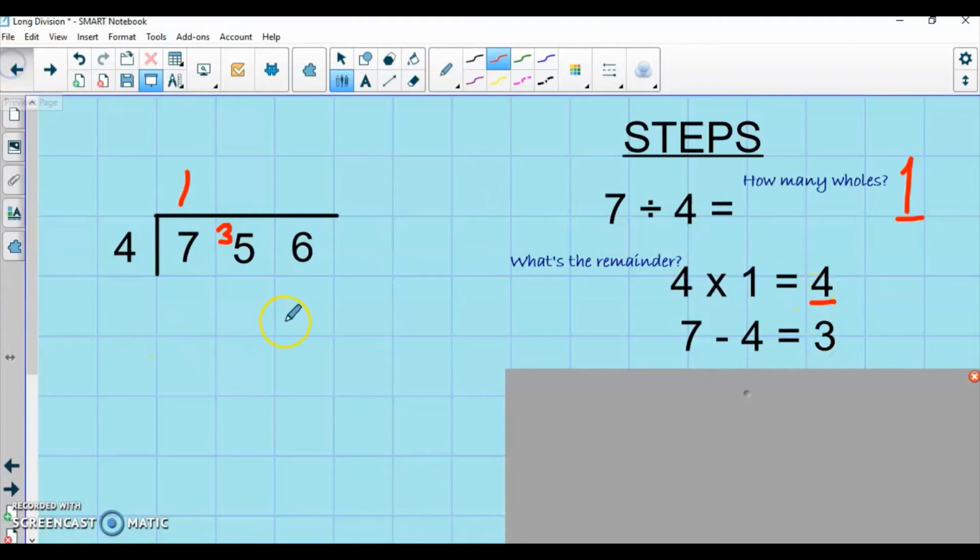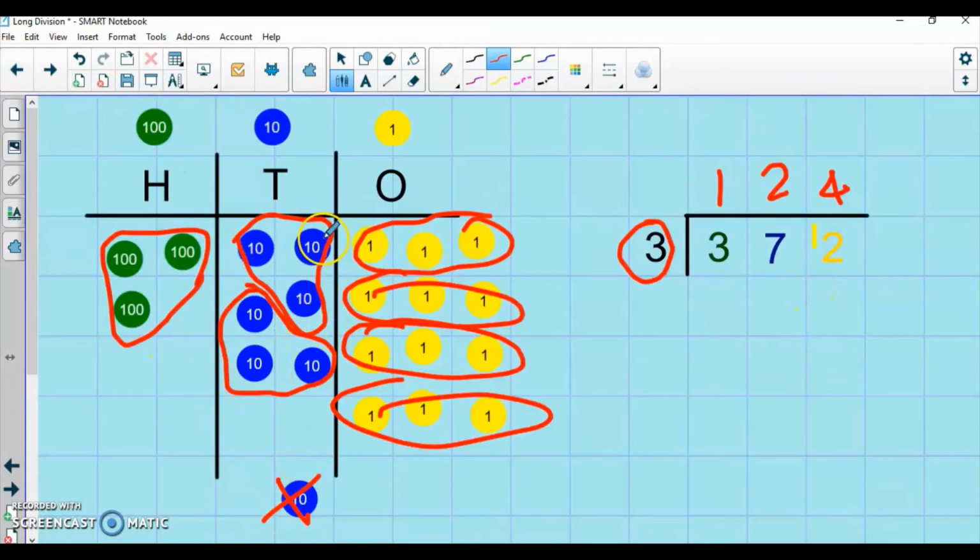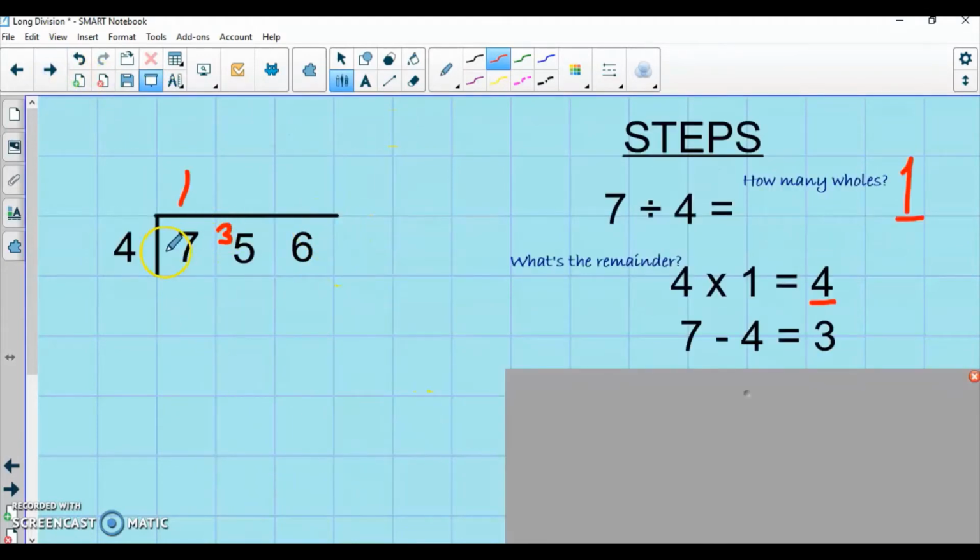Let me just flip back again. If we take a look at these 7 tens, I had 2 whole groups of 3, which is 6 tens altogether. And if I take those 6 tens away from the 7 I had to start with, I'm left with that 1 remaining 10. And that's what we're doing here. I'm saying, well, I had 7 hundreds. I've put 4 of them into 1 whole group. How many have I got left over? Well, if I do the 7, take away the 4, I've got 3 left over. So this is my remainder.